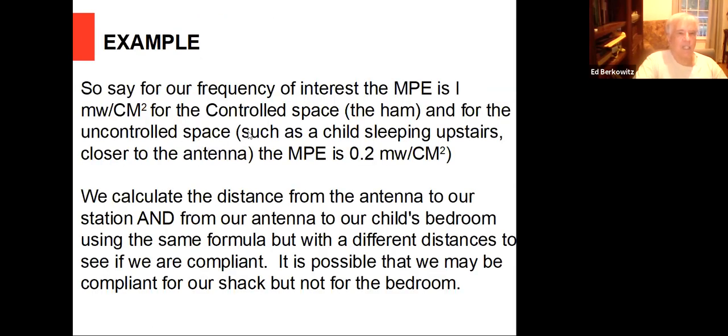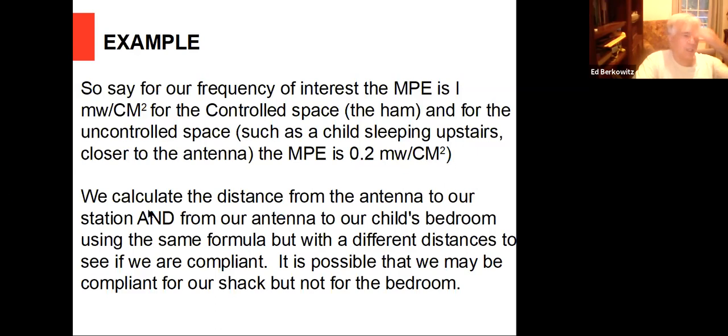So again, let's say the frequency is 28 megahertz or 10 meters, the maximum power exposure is 1 milliwatt per centimeter squared for the controlled space, meaning the ham. And for uncontrolled space, such as a child sleeping upstairs or a neighbor's child outside, the maximum permissible exposure is 0.2 milliwatts per centimeter squared.